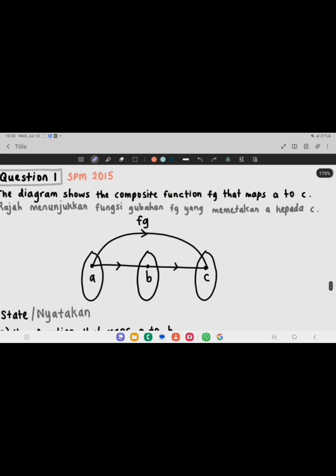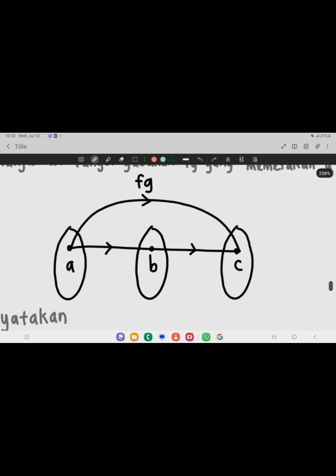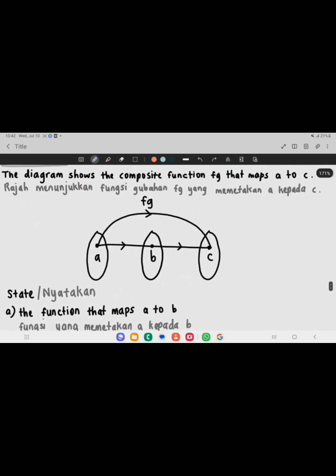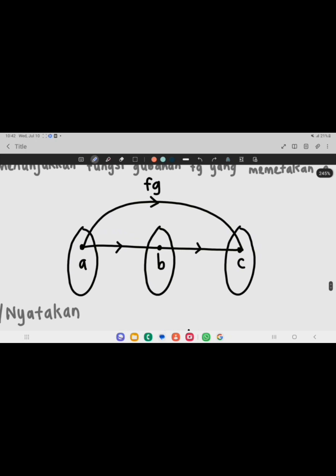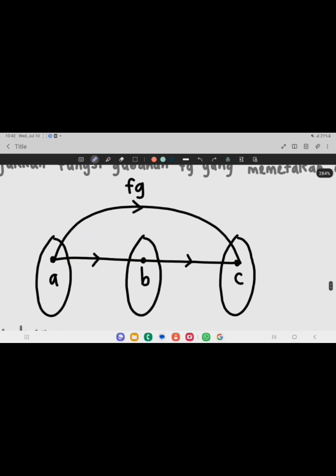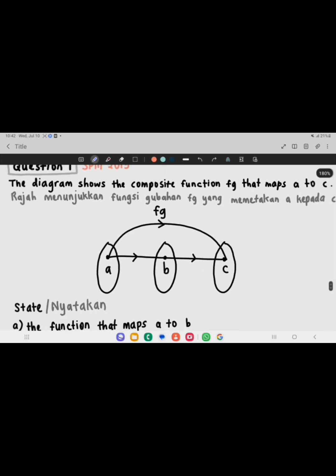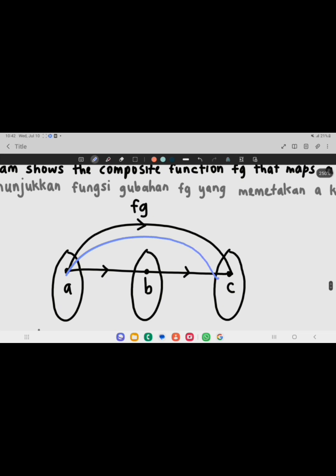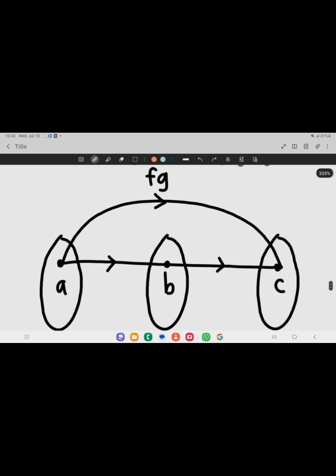So before you start reading the question, like the A and B question, you must first analyze the diagram given to you. So from here, what you can see, the composite function fg maps A to C, right? So from A to C is fg. So fg is the function from A to C. So what is the function from A to B? A to B, is it f? No, it is g. So this one I've explained in my first video under the subtopic 1.2 part 1.